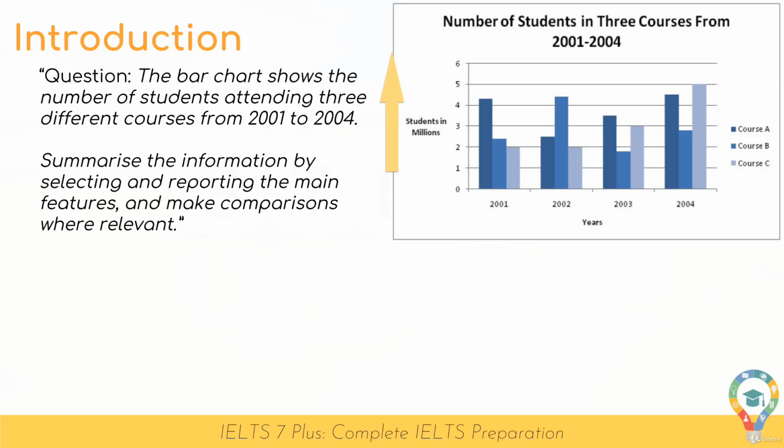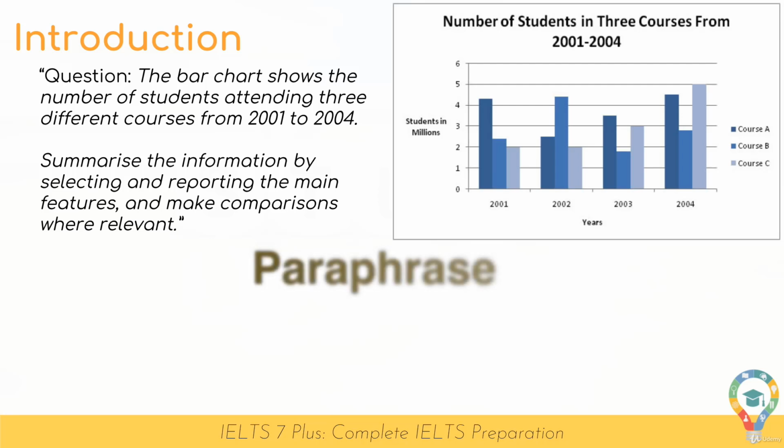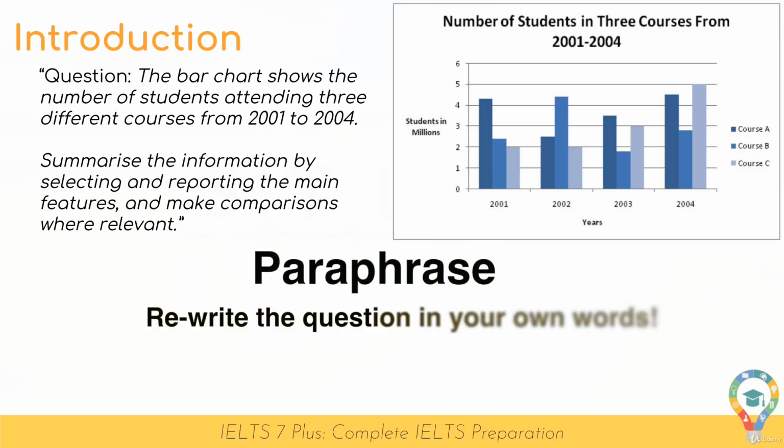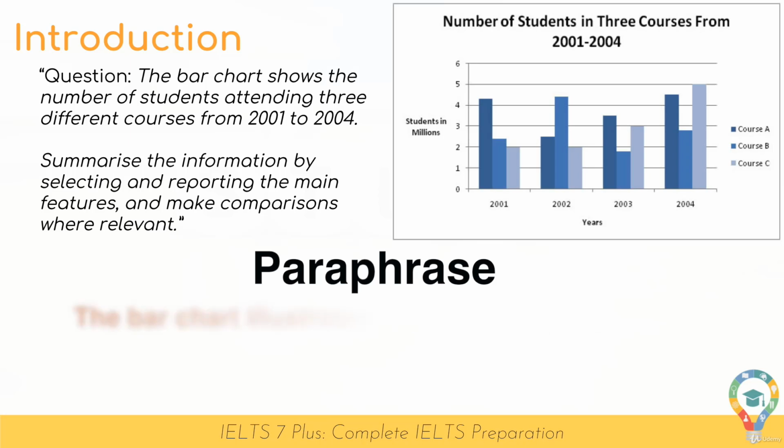On the vertical y-axis, we have students in millions, and on the bottom x-axis, we have the 4 different years. To the right of the bar graph, there is a key which gives us the 3 different courses. To write our introduction, we will need to paraphrase the question, which simply means to write it again, but to use our own words. However, that does not mean that we have to change every single word. Let me show you my example of how I paraphrase the question.